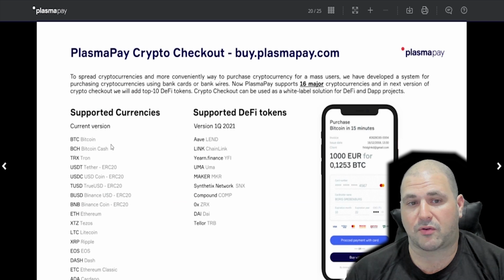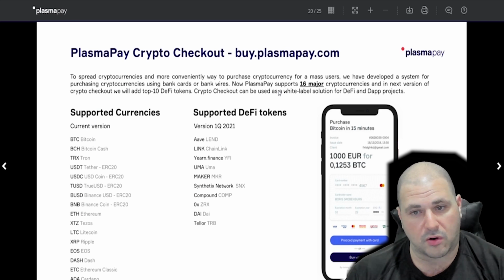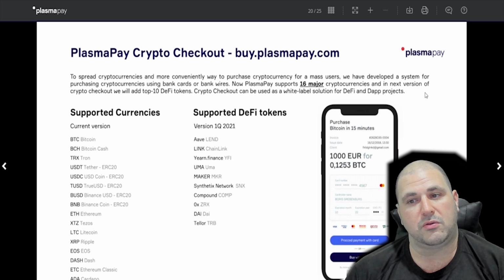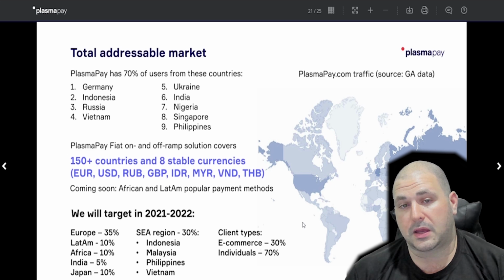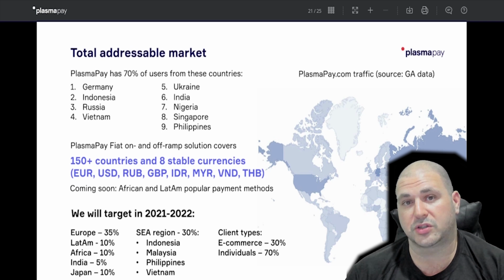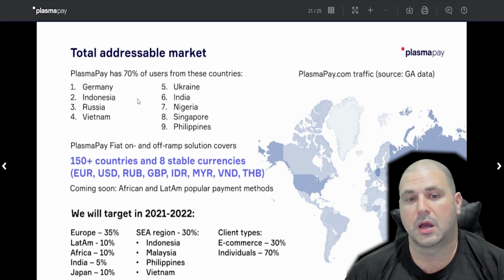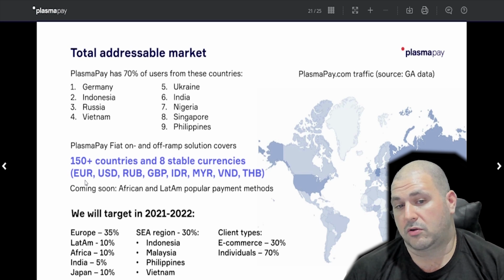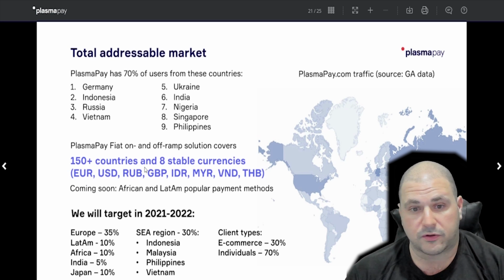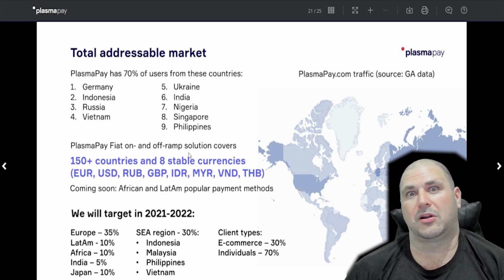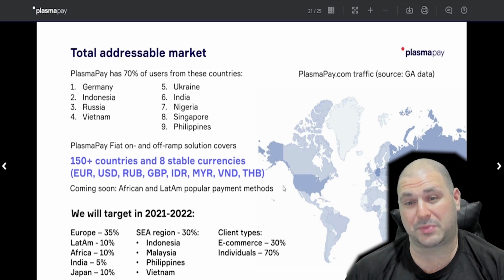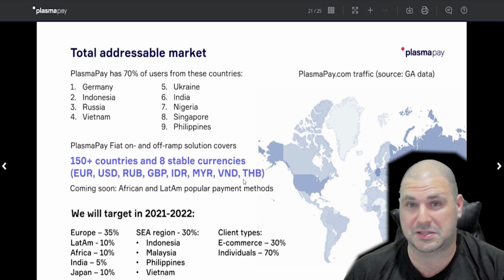Now, they do have already a ton of supported currencies, DeFi tokens, so you'll be able to use this right out the gate. Now, the crazy part about this company, 100,000 clients already, across 161 countries, mainly in these 9 right here, Germany, Indonesia, Philippines, Singapore, and they have all these currencies, euros, US dollars, rubles, Great British Pound, rupees, and so on and so forth. I don't even know what MYR is. I never used it, but I bought is another one. I live in Thailand, so that one's close to home.